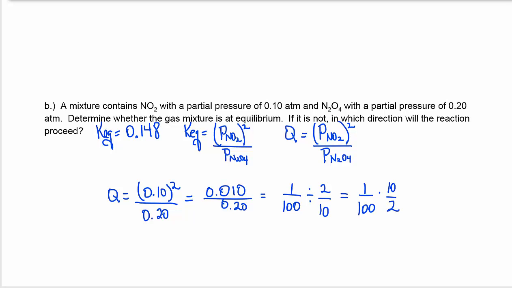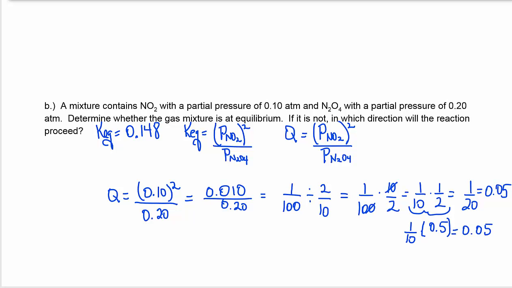A 10 divided by 100, I can get rid of one of those zeros. It's the same thing as 1/10 times 1/2. This is the same thing as 1/20th. As far as decimals are concerned, this is the same thing as 0.05. Another way that you can look at this is 1/10 times 0.5, because we know a half is the same thing as 0.5. So 0.5 divided by 10 is the same thing as 0.05. We just moved the decimal place over one. So this is what our Q is. Our Q is equal to 0.05.